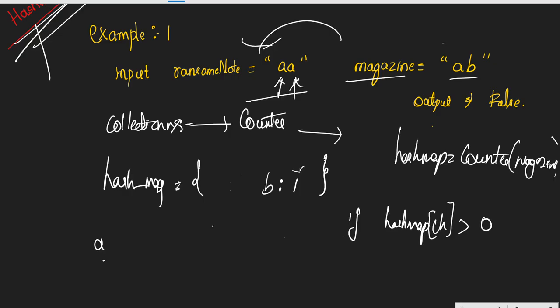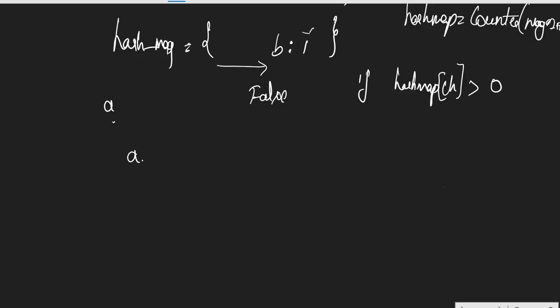Now again I have A, because in the hash map there is no particular character named A with frequency. ಇರುವಂಥ characters ಇಲ್ಲ. So output will be false. What if another case, as in the example 3 we have ransom note, ಇದು ransom note, and the magazine we have AA, this is AA and this is AAB.